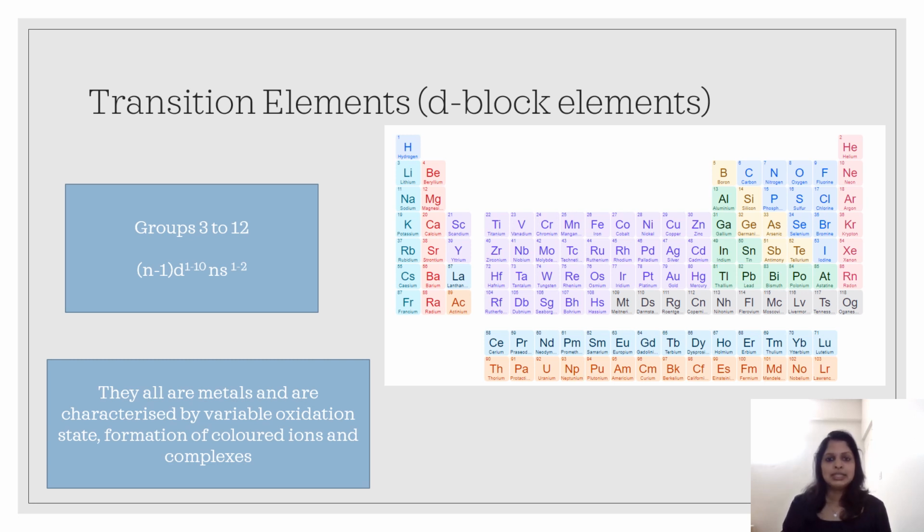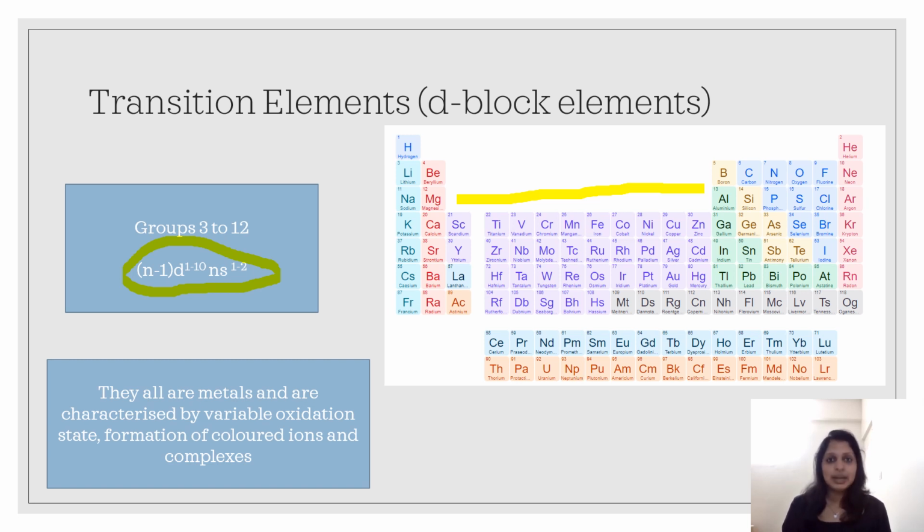Next is transition elements or D block elements. D block elements start with scandium. It will go till here. So the group 3 to 12 is considered as D block elements, and the outermost electronic configuration is like this: (n-1)d1 to 10, ns1 to 2. That is the outermost electronic configuration that should be present in any D block element. So they all are metals and are characterized by variable oxidation state, formation of colored ions and complexes. That is the peculiarity of D block elements.